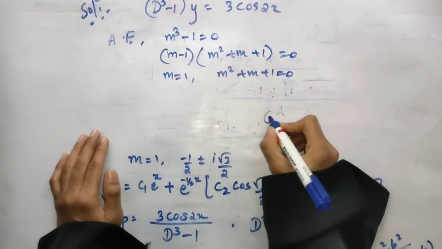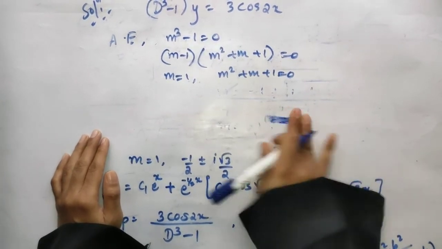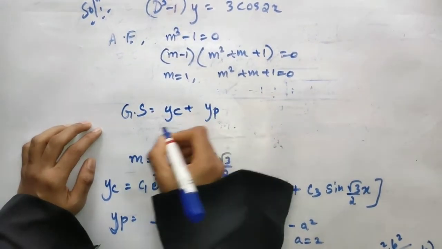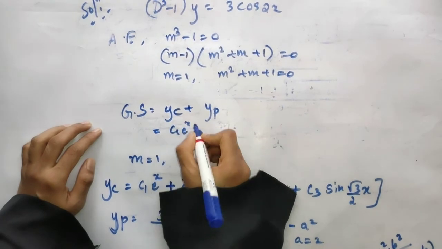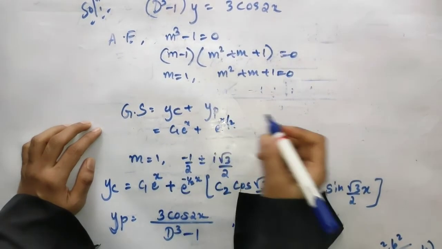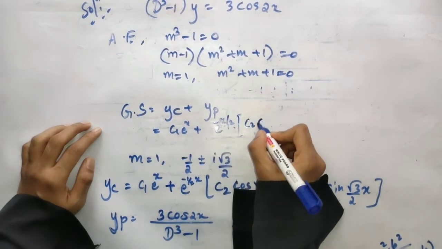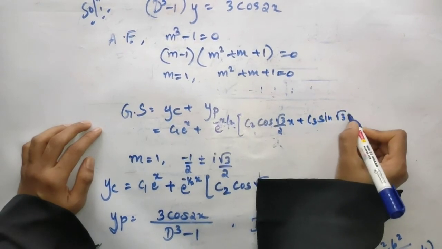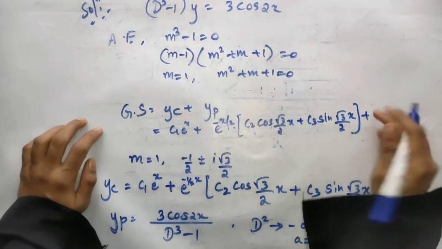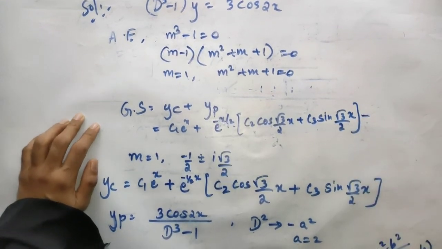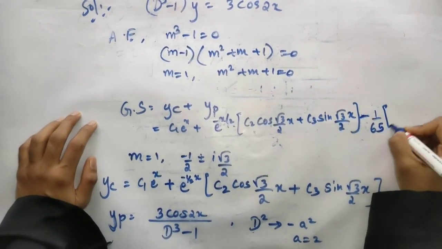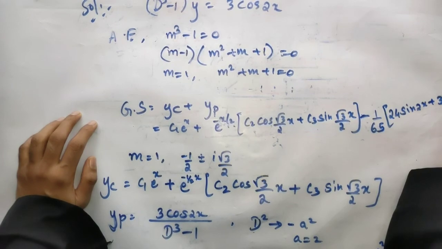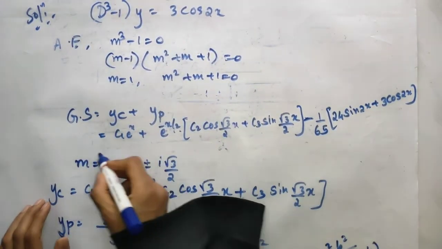The final answer: GS is equal to YC plus YP. YC is c1 e to the power x plus e to the power minus x by 2 into c2 cos root 3 by 2 x plus c3 sin root 3 by 2 into x, plus the final answer, because there is a minus sign, so minus 1 by 65 into 24 sin 2x plus 3 cos 2x. This should be the final answer.